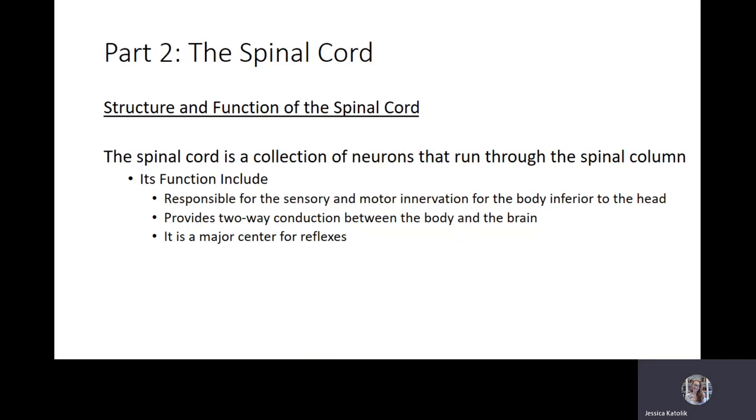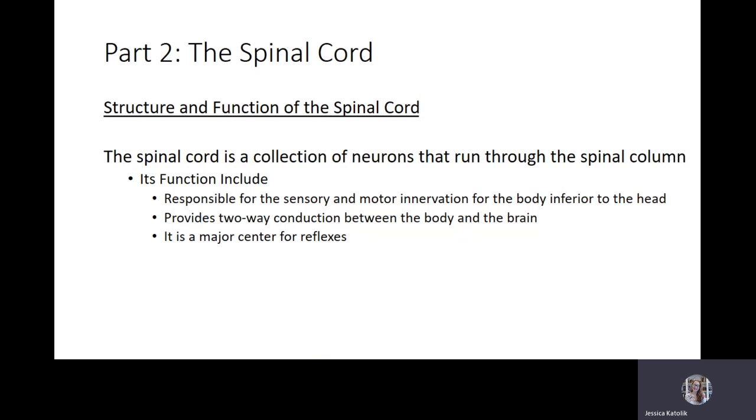It's also going to be responsible for two-way conduction. It's going to connect the body and the brain and carry information up and down the spinal cord. In future videos, we're going to look at descending pathways and ascending pathways.